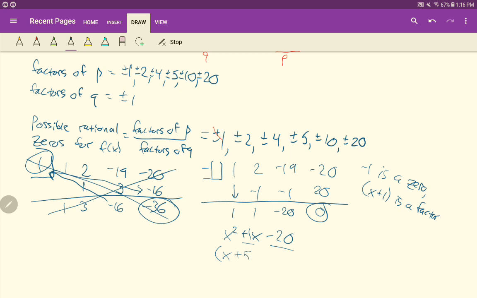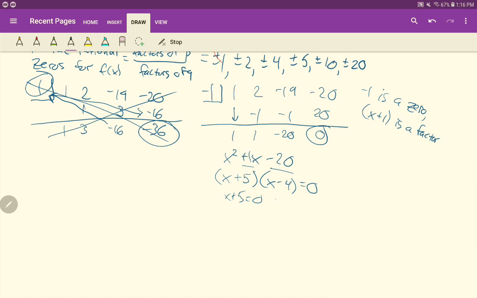Well, hopefully you said x plus 5 and x minus 4. Those are the other two factors. And again, we'll set that equal to 0 to find our zeros. And so we have x plus 5 equals 0 and x minus 4 equals 0. And so you get x is negative 5 and x is 4.